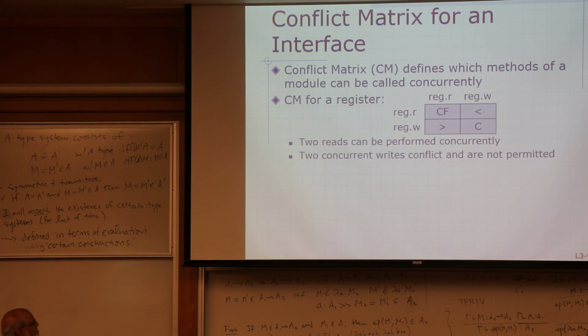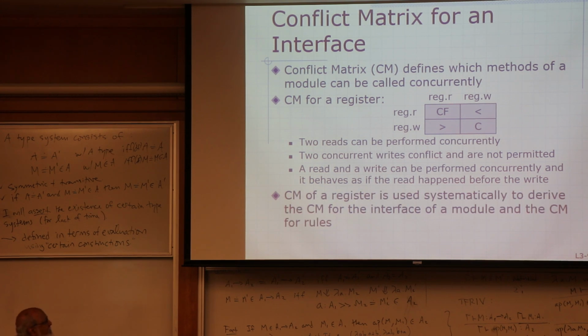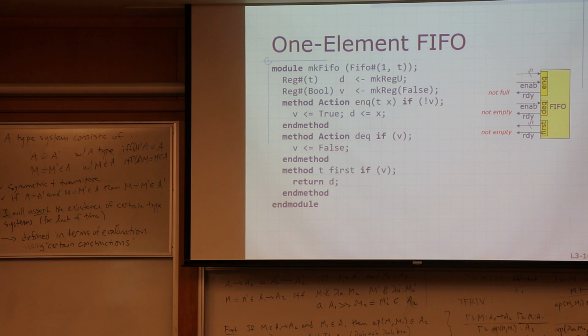Okay, 2 reads can be performed concurrently, 2 concurrent writes conflict and are not permitted, and read and write can be performed concurrently and behave as if read happened before the write. The conflict matrix of a register is used systematically to derive the conflict matrix for any module, right? So it's a bottom-up analysis that we will do here. Okay, let's take a few examples.